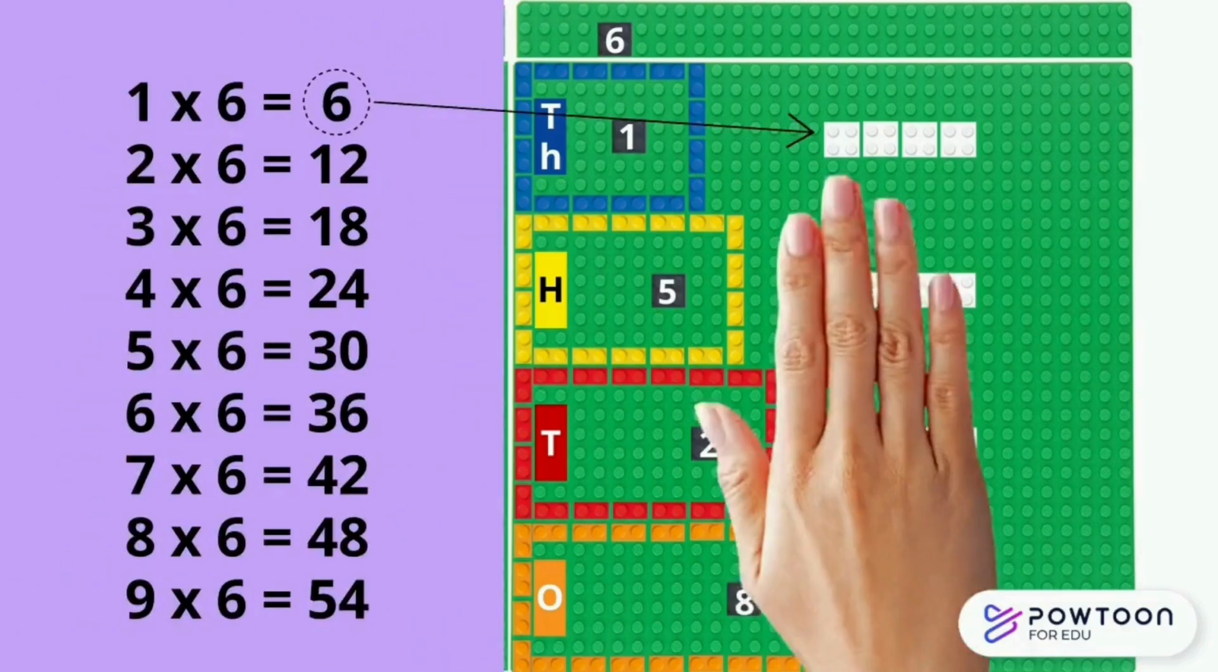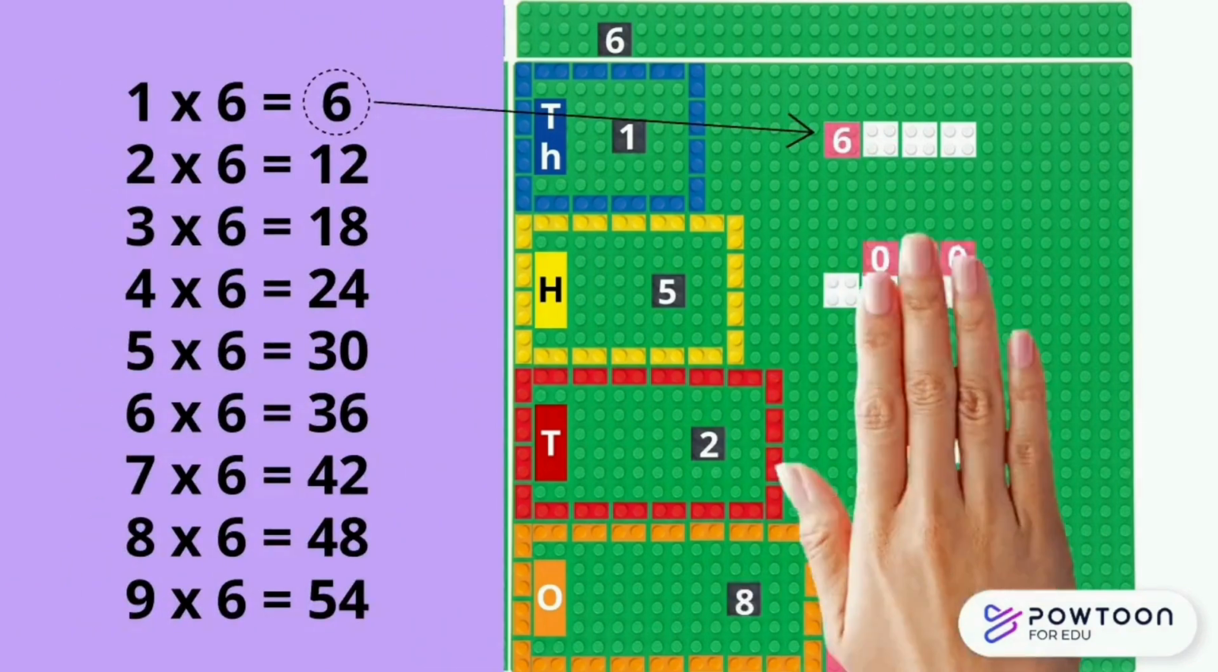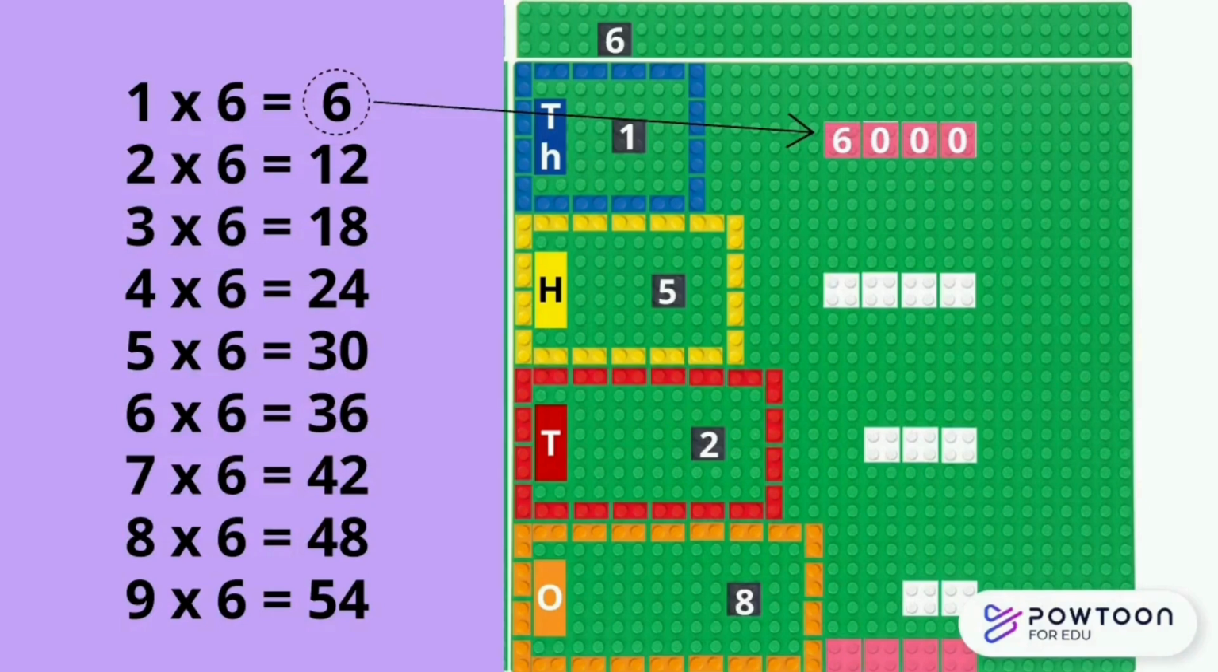1 times 6 equal to 6. There are 3 zeros in 1000. Therefore, we add 3 zeros beside number 6 and it becomes 6000. Next step is 5 times 6 equal to 30. There are 2 zeros in 100. So, we need to add 2 zeros to 30. Then we get 3000. Then 2 times 6 equal to 12.